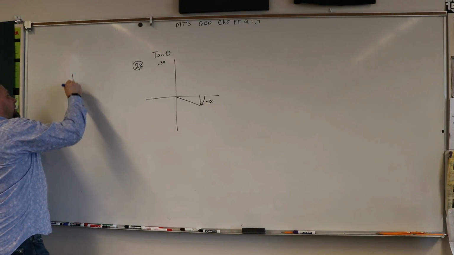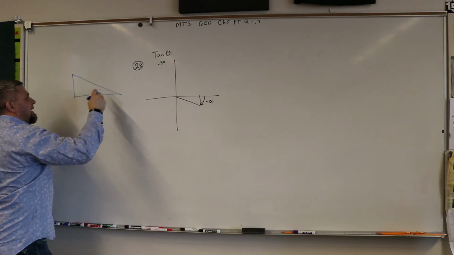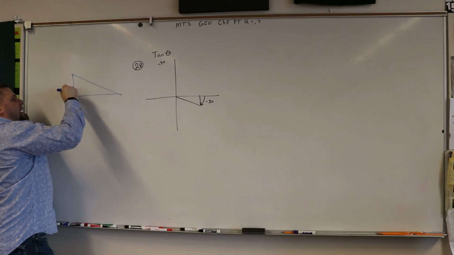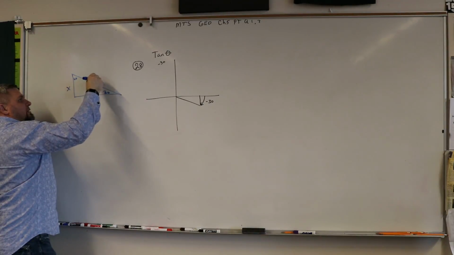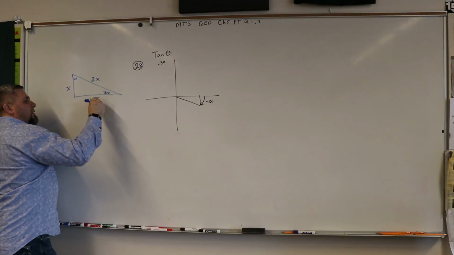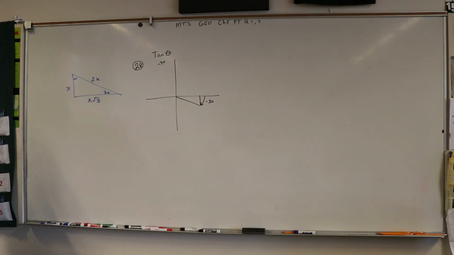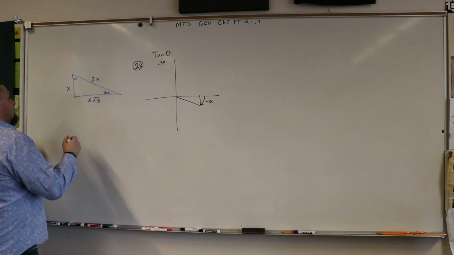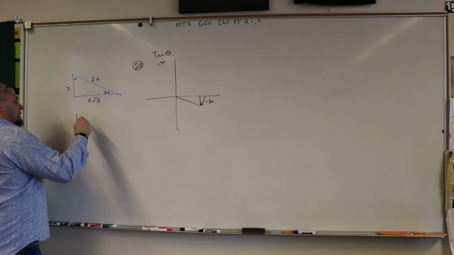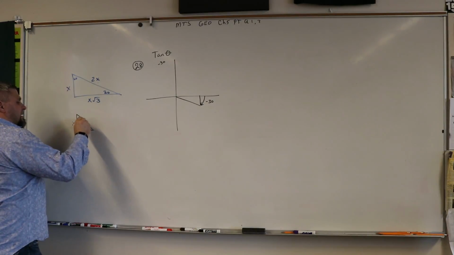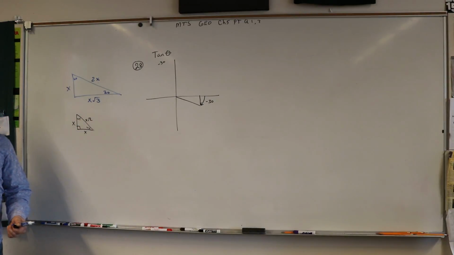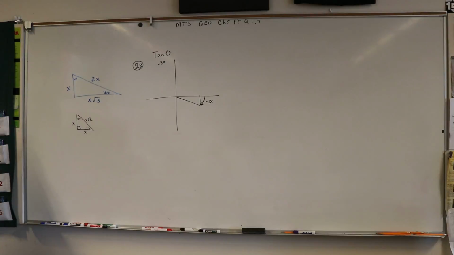So the one thing you absolutely need is the x, the 2x, sorry, and the x square root 3, okay? The other one you need is the 45, 45, which is the x, x, and x square root 2. Okay? So what I'm going to do is I'll make up a couple others while we're doing this one.